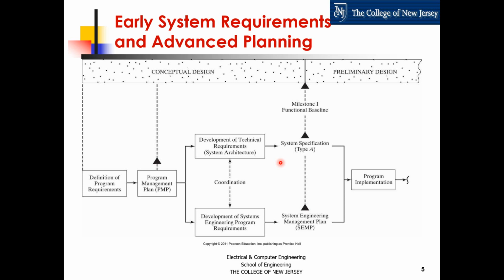We also recognize that, again, in this bottom leg, that's sort of the program management part. But we're going to focus here on the development of the technical requirements and system architecture, and then the system specification. And armed with that, you go into the next step, which is the actual preliminary design, which is the next chapter. And that is part of the program implementation. So that's how it fits from a timeline perspective.